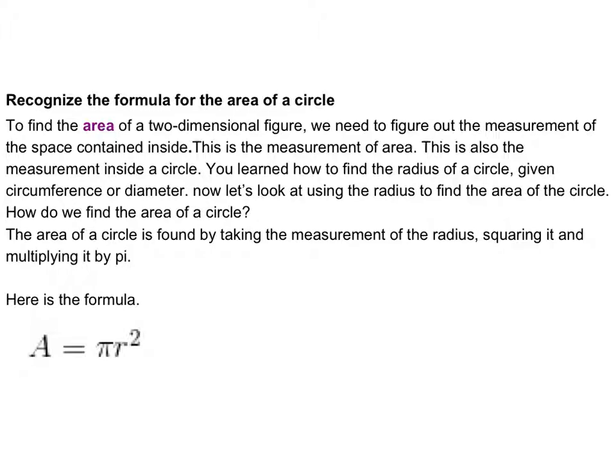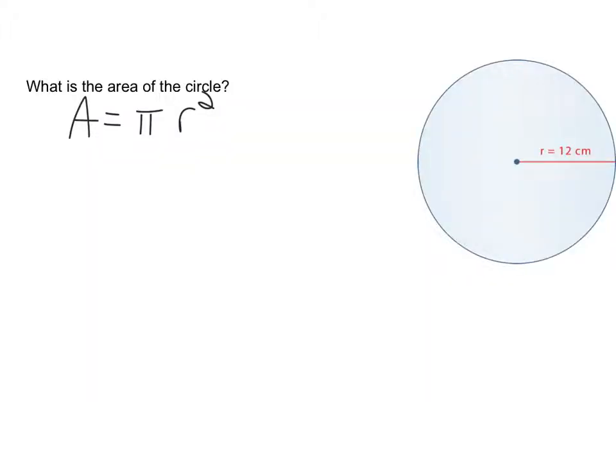So here is the formula for area. Make sure we have this written down somewhere, right next to the circumference preferably. So here we have a circle that's got a radius of 12 centimeters. So if we want to find the area of the circle, we're going to once again use 3.14 for pi, and then we're going to multiply that by our radius squared.